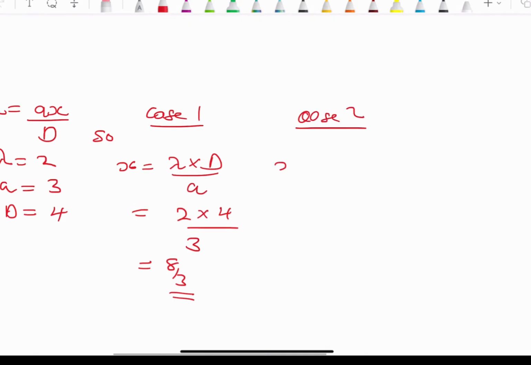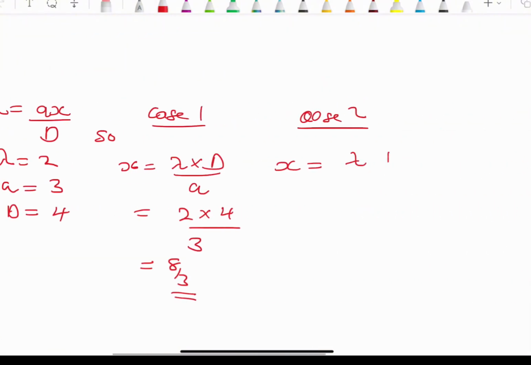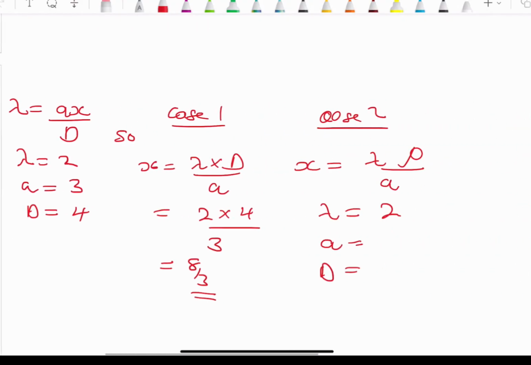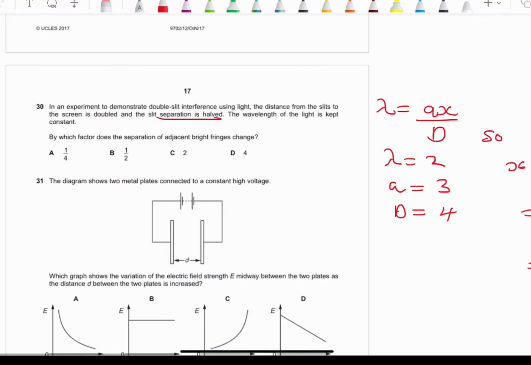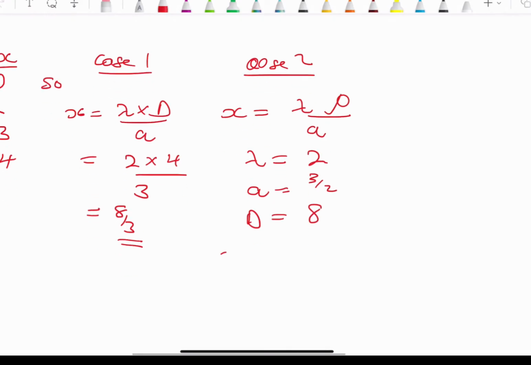What have we been told for case 2? We've been told that the wavelength is kept constant. So for case 2, X equals lambda D over a, where lambda is going to remain 2, but a and D are going to change. We've been told that the slit separation is halved. It was once 3, now it's going to be 3 over 2. The value of D is doubled. It was once 4, now it's going to be 8. So the value of X is going to be 2 times 8 divided by 3 over 2, which is 2 times 8 divided by 1.5, so it's going to be 32 divided by 3.